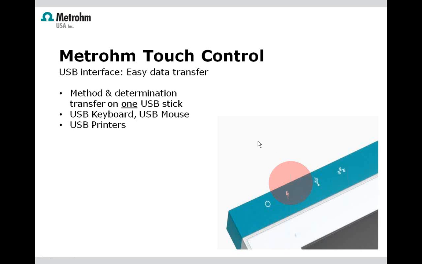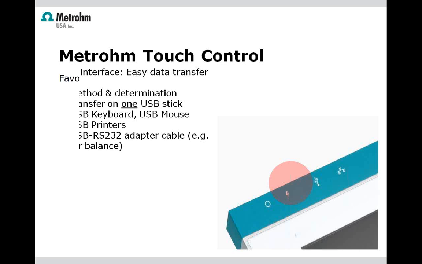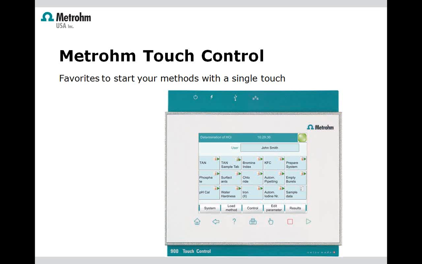Now for the USB interface, we have method and determination files that can be transferred to the USB stick. We can connect a USB keyboard or USB mouse, USB printers, or adapters for connecting your RS-232 devices such as balances.